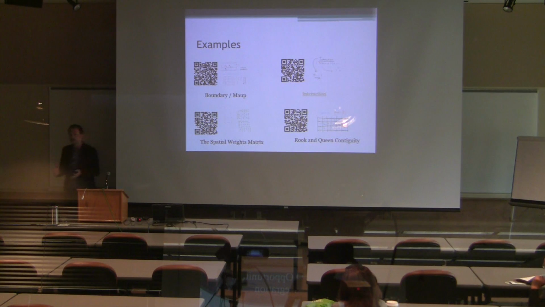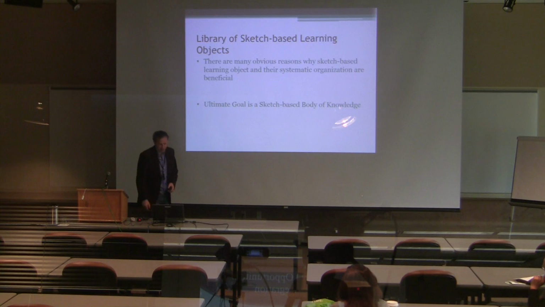And these videos are very short. They are on specific concepts such as interaction, what the boundary issue or MAUP, the modifiable area unit problem, is, what the spatial weight matrix is, what the concept of queen and rook contiguity is, and so on and so forth. So a lot of these concepts are rather difficult to explain in natural language, and we feel, although we don't have actual proof, that they benefit from being explained in a visual form.